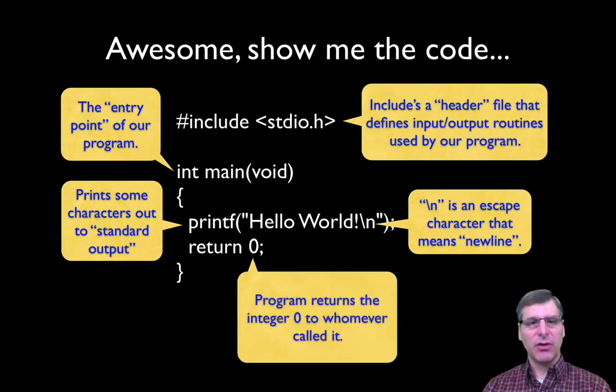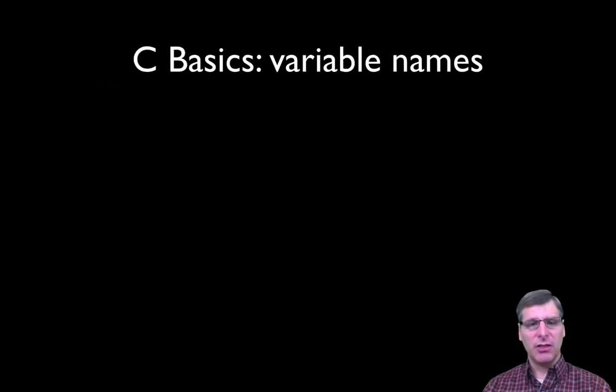Finally, the last thing our program does is it returns a 0 to whomever called it. And we have to do that because we defined the main routine originally as returning an int. So we have to be sure to return whatever we said in our function prototype that it was going to return. So let's talk about the basics here.